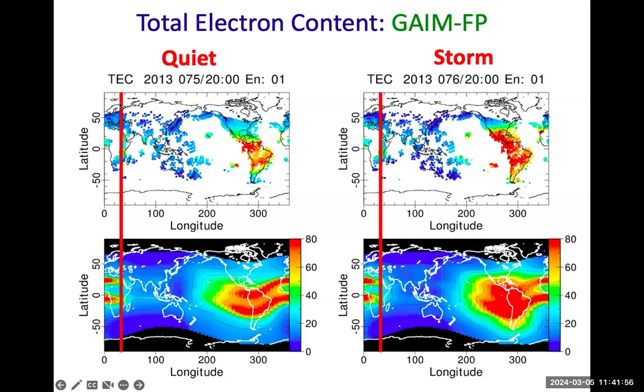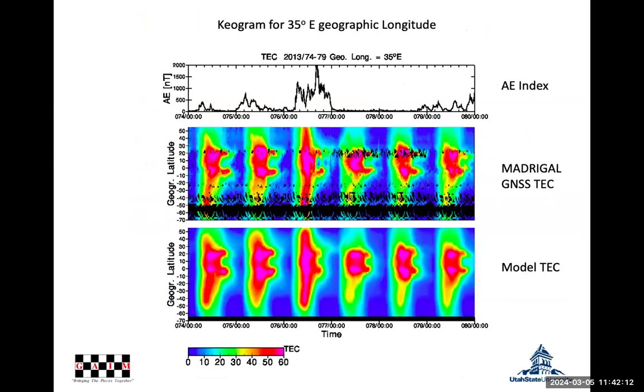I'd like to show you a latitude cut through the observations and through the model at this longitude, 35 degrees, and we're going to show this as a function of time. That's on the next slide. In the top panel is the auroral electrojet index, AE, just as an indicator of where the storm happened. There was also some activity on the day before here.